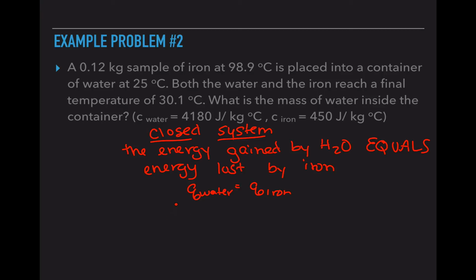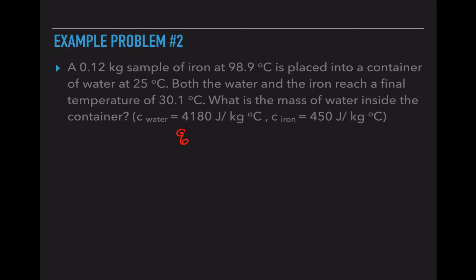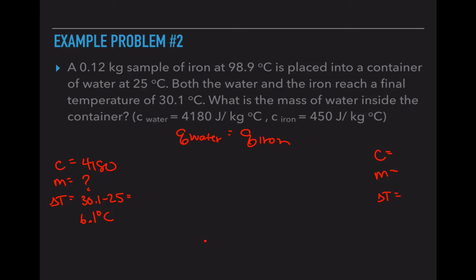So I'm going to clear off this slide just so I have more room to work in, and I'm going to rewrite this Q water equals Q iron. So the heat gained by the water is equal to the heat lost by the iron. And down the left-hand side, I'm going to write my C, M, and delta T for my water. And down this side, I'm going to write my C, M, and delta T for my iron. So C of water is 4,180. The mass is my unknown, and my delta T is 30.1 minus 25, which equals 6.1 degrees Celsius.